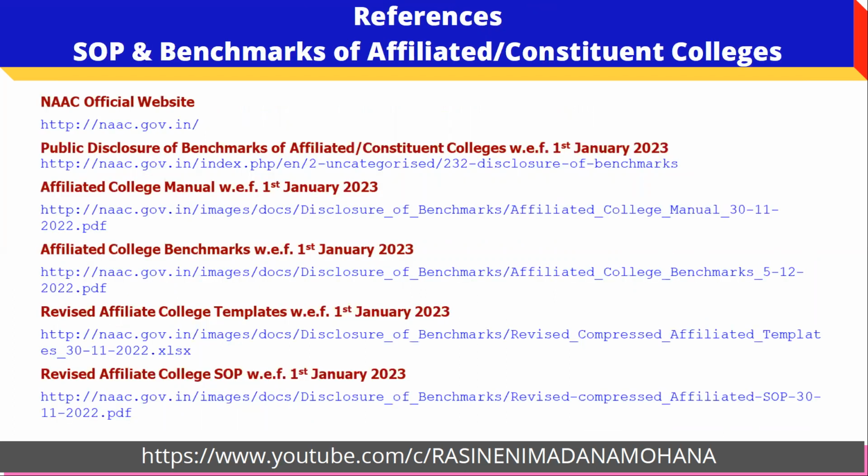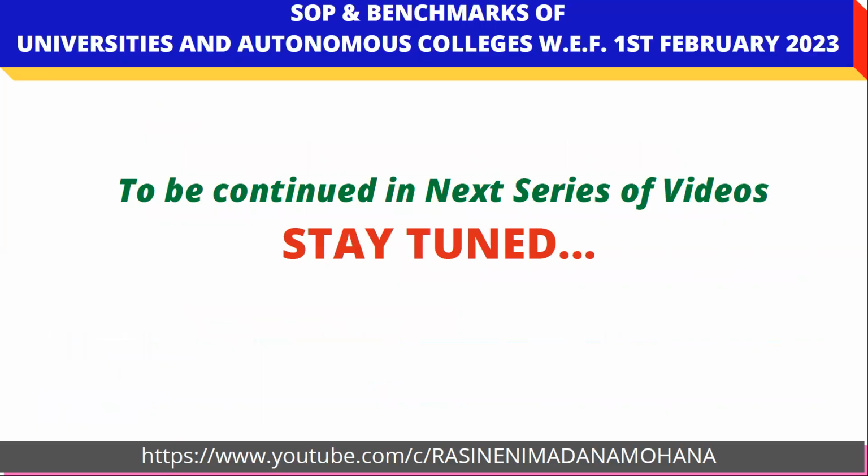Till now we covered the overview of the revised manual of affiliated and constituent colleges, which will commence from the 1st of January 2023. For this, all the references, whatever I have taken from the NAAC official website, are included here. First, you can go to the NAAC official website, naac.gov.in. Under apply online or directly under latest news, there is the disclosure of benchmarks. If you click on this, I will show the walkthrough of the NAAC website once.